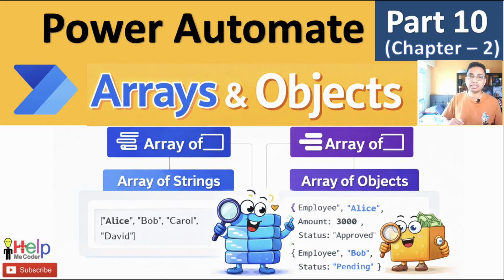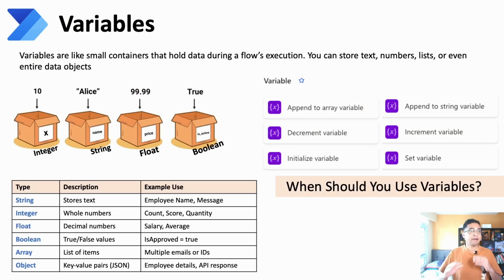And in this part 10 of Power Automate series, we are going to look into variables, where we're going to dive into what these variables are, how do you use them, and what are the different types of variables available in Power Automate. So let's quickly jump in.